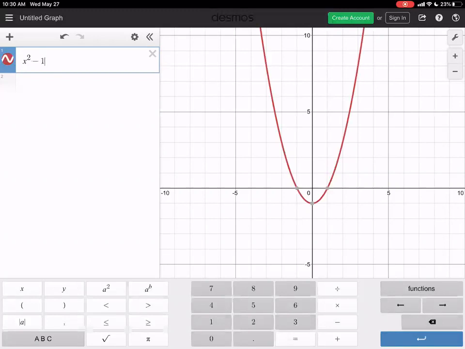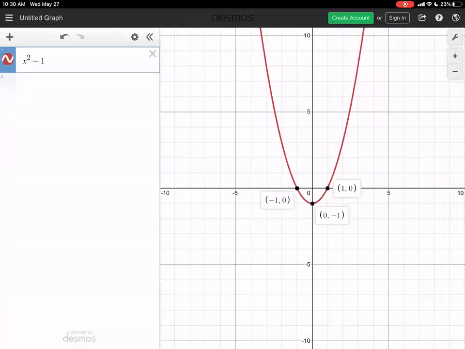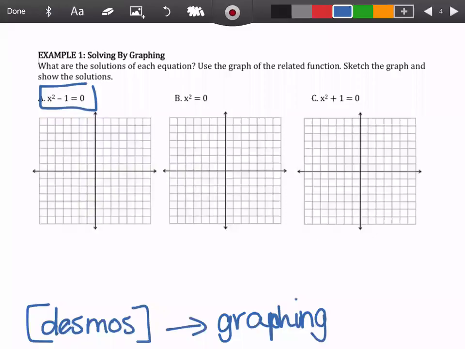So now we have a U-shaped curve. That's what we wanted. And if we look at this, we have gray dots here. We could click on every single one of those, and those are the points that we can graph on our notes. So we're going to plot (-1, 0), (0, -1), and (1, 0) on the notes. So let's graph those: (-1, 0), (0, -1), and (1, 0). And our graph should look like the graph on Desmos.